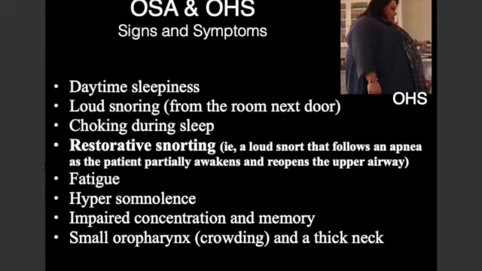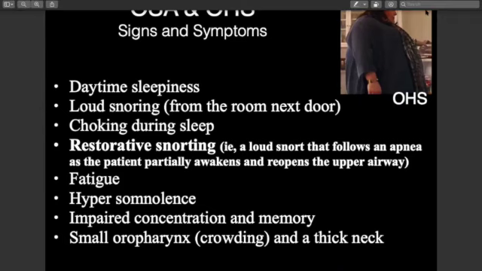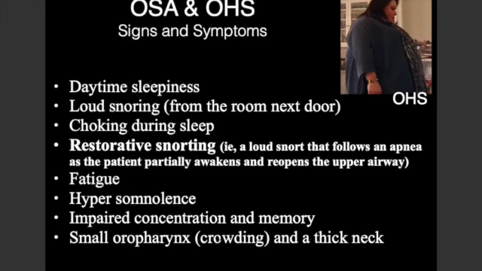They say that 1 in 4 men have sleep apnea, and 1 in 10 women have sleep apnea, right? So just try to think about that for a second. Today, you're going to have 4 patients. One of them, potentially, based on the data, would be a sleep apnea patient. So what do you see with OSA and OHS?